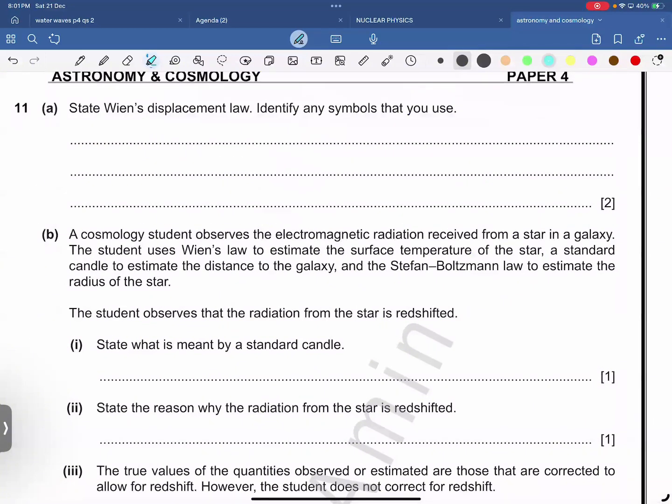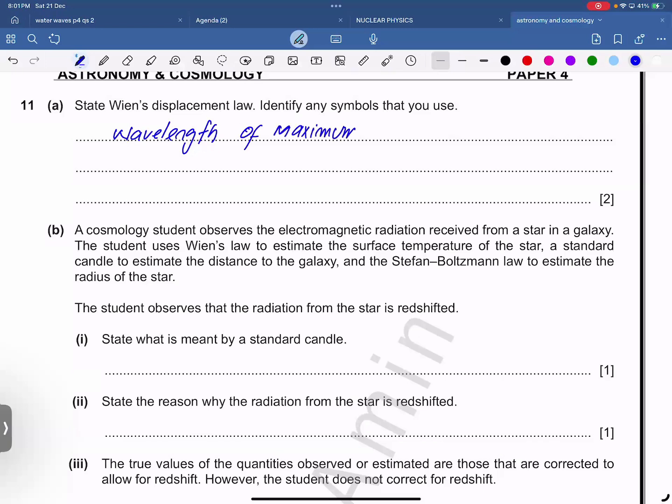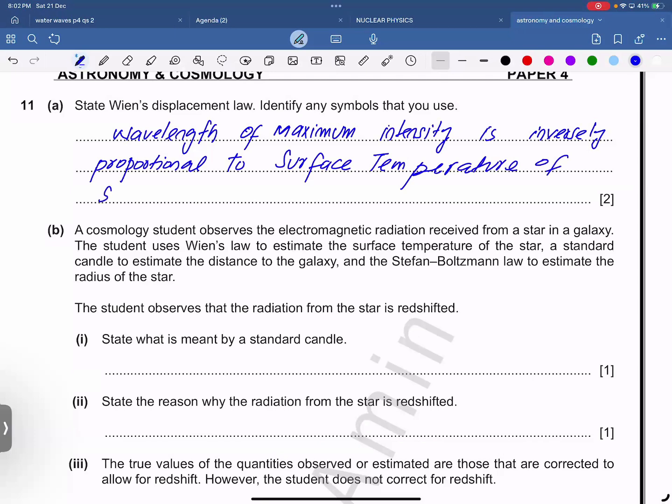State Wien's displacement law. What does it say, my dear? The wavelength of maximum intensity is inversely proportional to the surface temperature of a star in kelvin, on the absolute thermodynamic scale. Alas, this is easier.